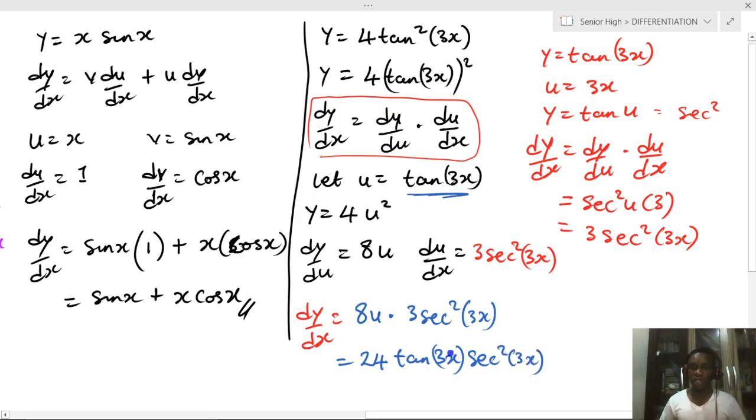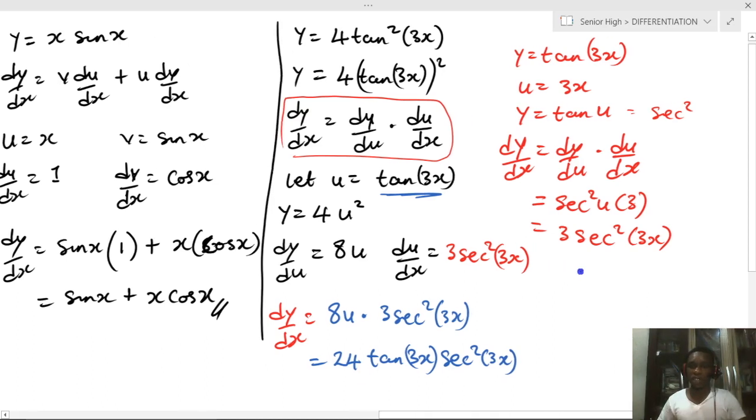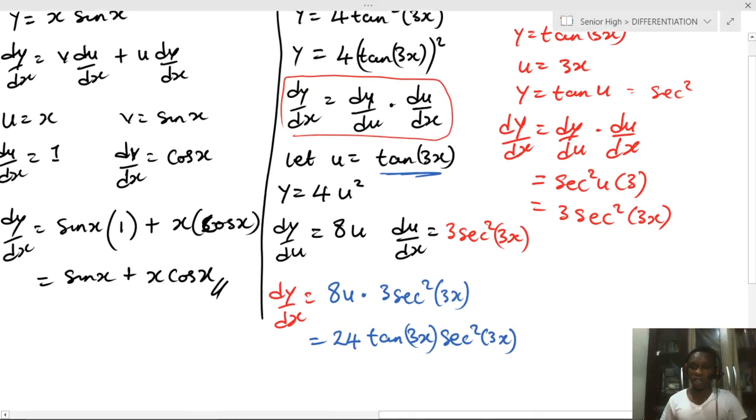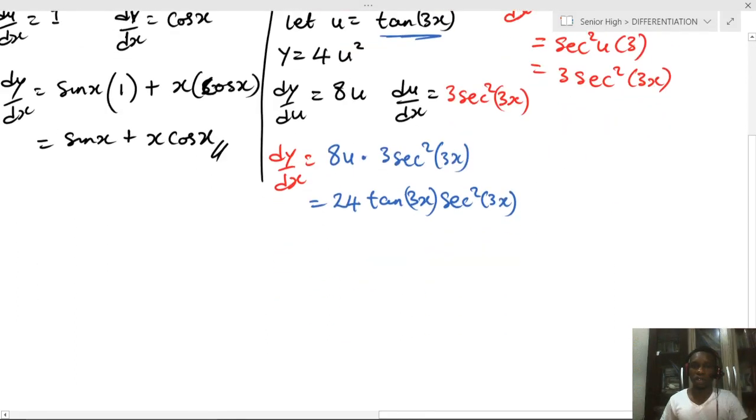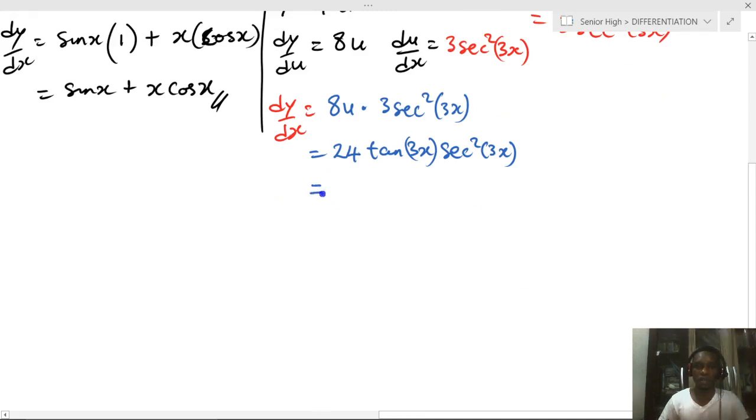So are we done? Nope. We can still go further by simplifying this some more. Now we can write it as 24, which is still 24. But tan can be written as sine over cos, right? So yes, sine 3x over cos 3x. And then our sec squared can be written as multiplying by 1 over cos squared 3x.